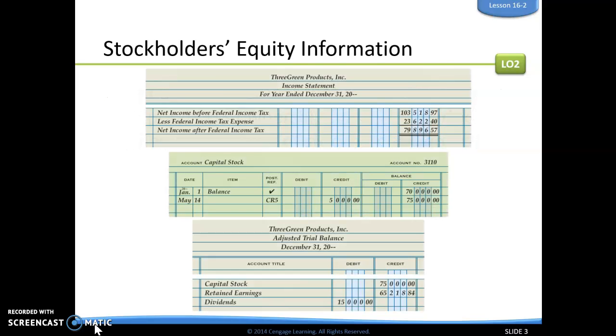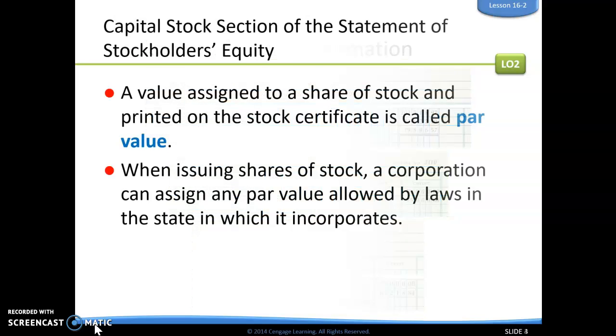So here they're just showing us where we're going to get our information to complete the statement of stockholders' equity. We're going to need to look at our income statement, our general ledger, at our capital stock, and then we're also going to look at our adjusted trial balance. A value that is assigned to a share of stock and printed on the stock certificate is called our par value. So when issuing shares of stock, a corporation is going to assign any par value allowed by laws in the state in which it incorporates.